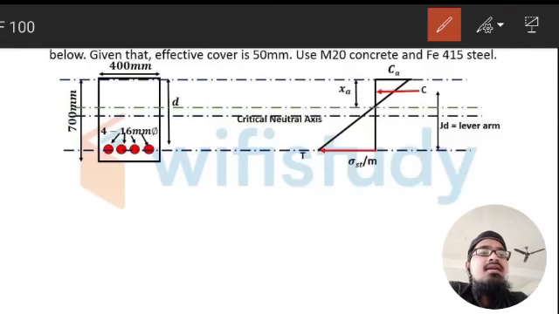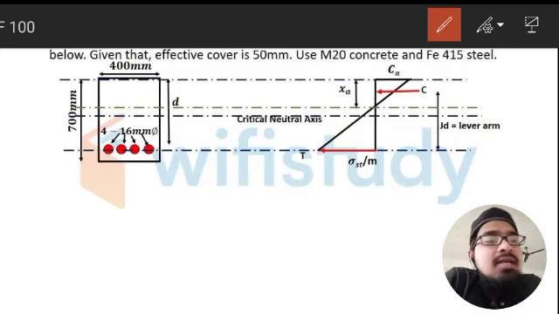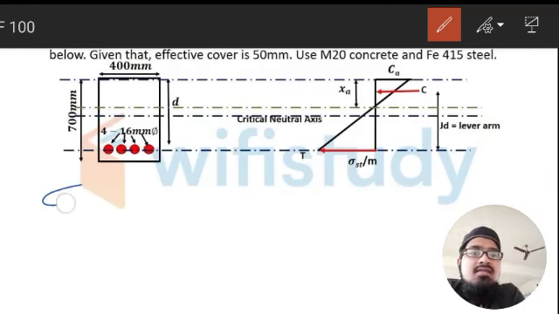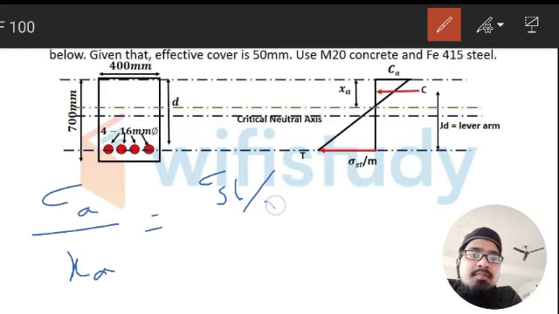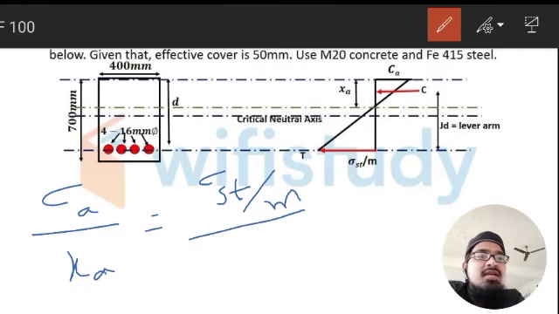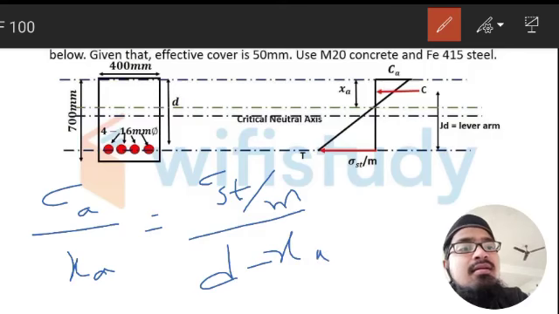So how can we find Ca here? Observe the stress diagram here. There are two triangles, right? So from similar triangle property, what can we write here? Ca, that is horizontal length, by vertical length of compressive zone, Ca by XA, will be equal to horizontal length by vertical length in tension zone, that is sigma ST by M, by the vertical length there, D minus XA, obviously.